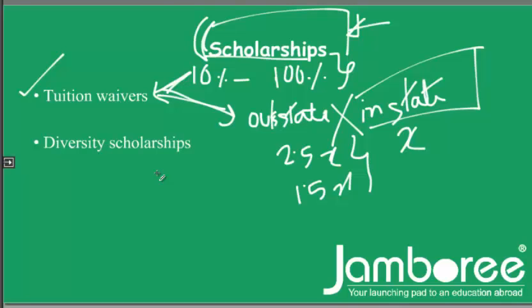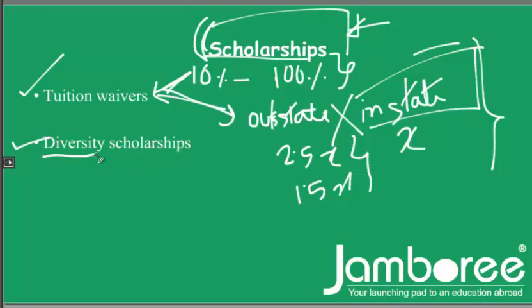That's the beauty of the MBA program. All universities in the world operate on the same things. The in-state, out-of-state thing is obviously only for the US, but the broader categories of tuition waivers are applicable to ISB, etc. The next type of scholarship is diversity scholarships.